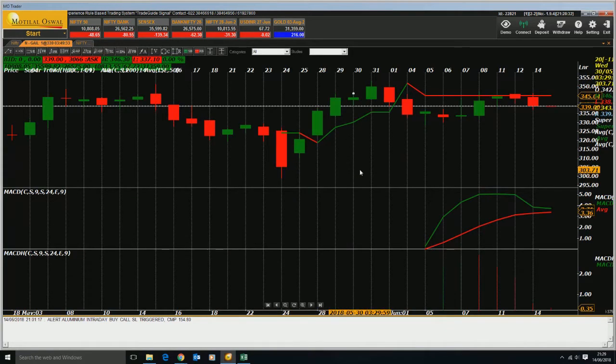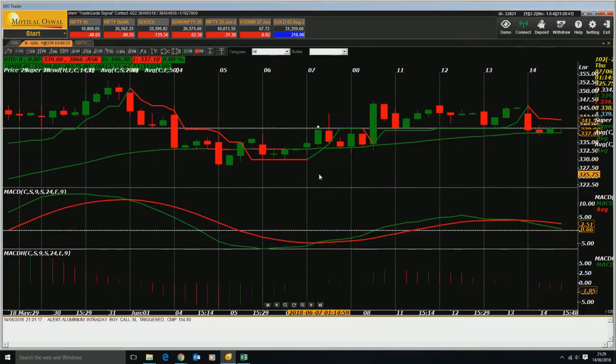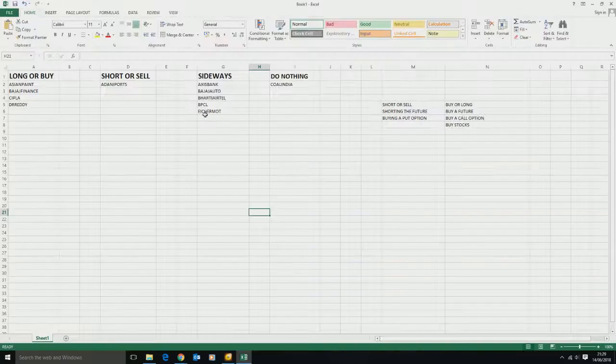GAIL, it's a short entry, but more or less sideways. And let's see on the 120 minutes time frame. So GAIL is more or less very much sideways. So either I can put it in sideways or do nothing. I'll just put this on a do nothing list.